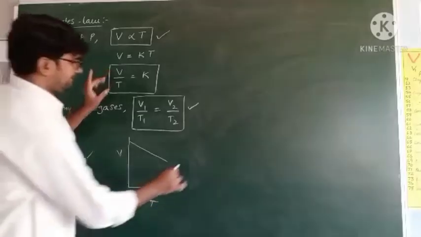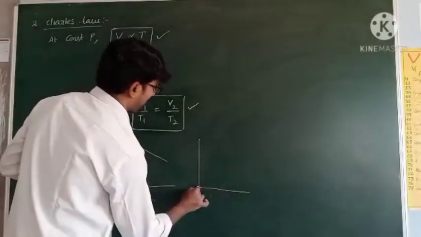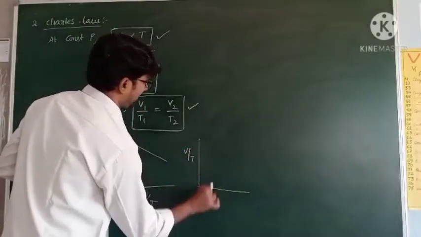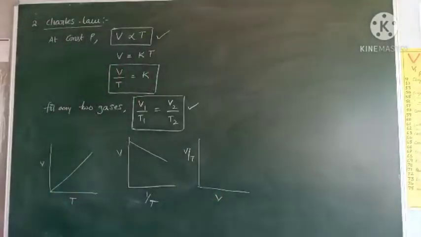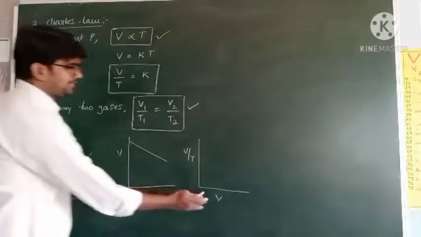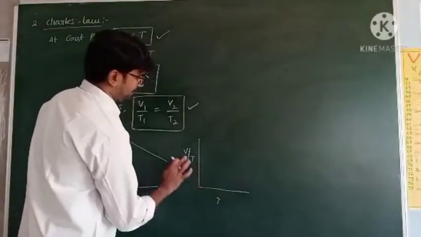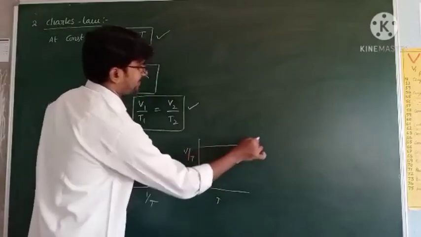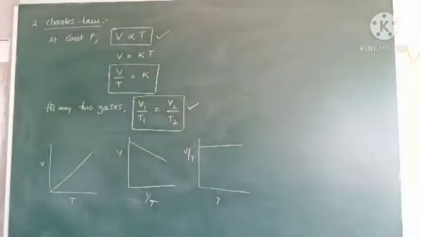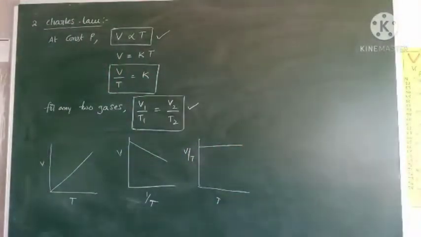Okay, for V by T and V, either V or T, no problem, both are same. Either V or T, this always maintains a constant graph.